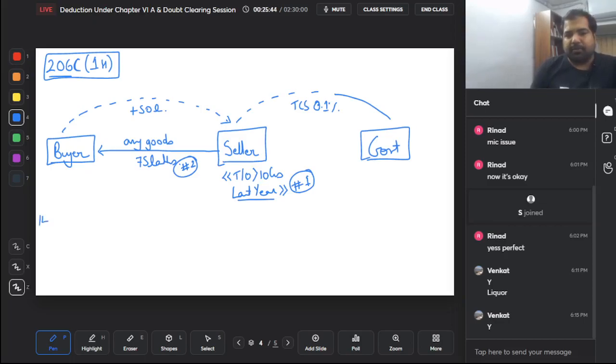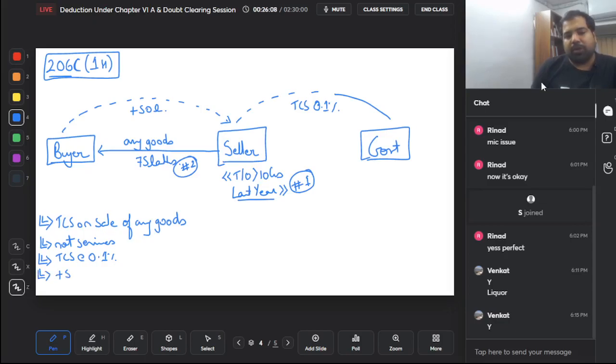Let's try and see. This is basically a TCS on sale of any goods. Yes, sale of any goods. Only goods. Yes, only goods, not services. So this does not cover services, not services. Next, what is the TCS rate? Very simple, it is 0.1%.